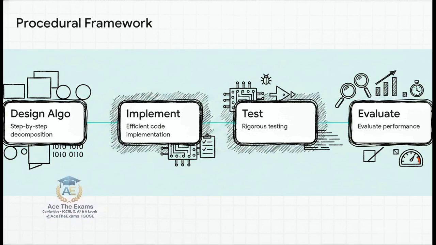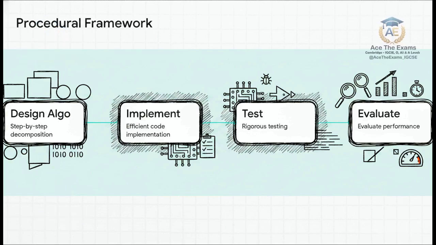It strictly follows these 4 steps. 1. Design algorithms. You must show a step-by-step decomposition of the bit masking problem. 2. Implement solutions. This means writing out your efficient code implementation or your logic gate application. 3. Test thoroughly. 4. Evaluate performance. When you write out your answer, the examiner is actively scanning your paragraph or your pseudocode for evidence of these 4 exact stages. If you try to jump straight to step 2 without showing step 1, you are just leaving precious, easy marks on the table.